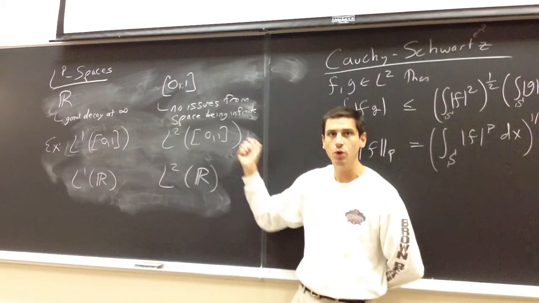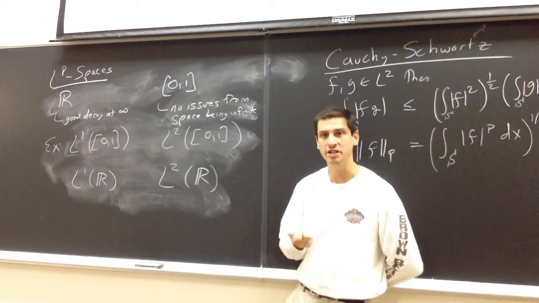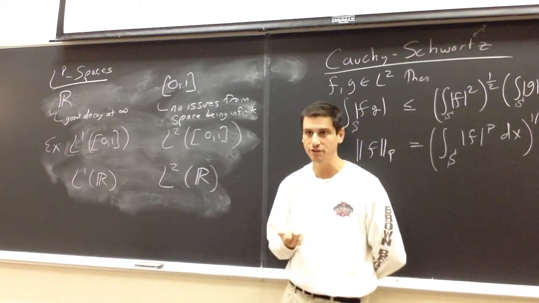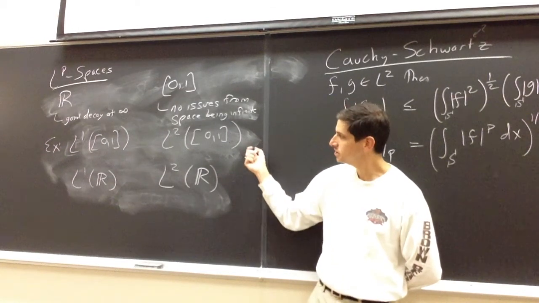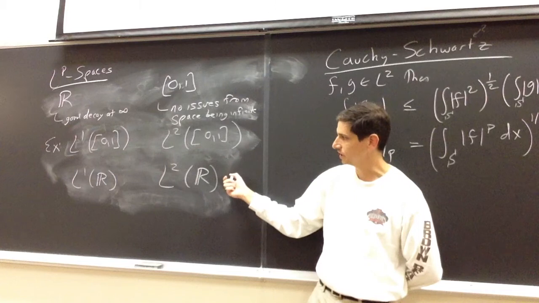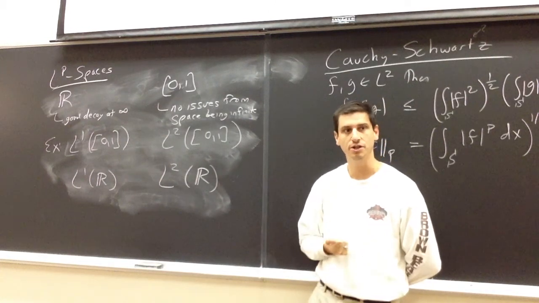So the question is, what do these spaces look like? And a huge issue in convergence and analysis is what kind of decay your functions have. And that's going to affect everything. So let's think a little bit about what these spaces look like. Over here, if you square a function, does it get larger or smaller?